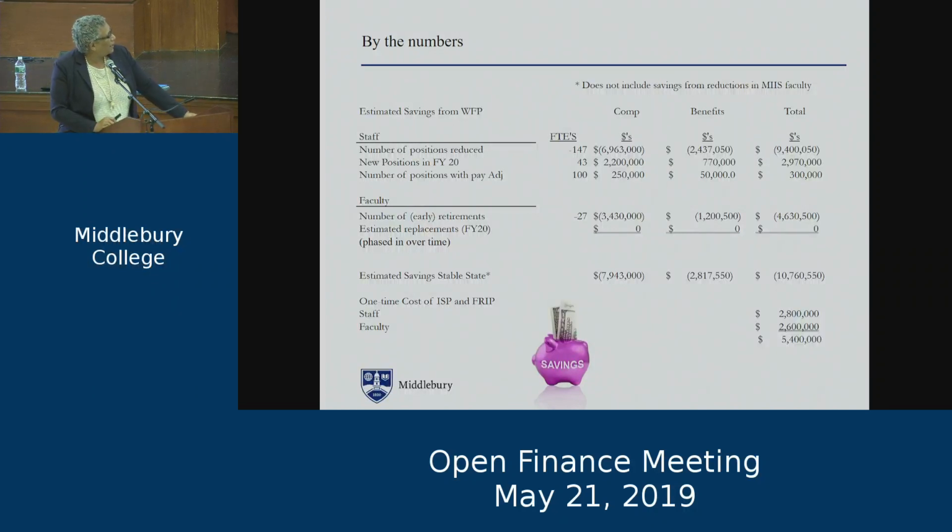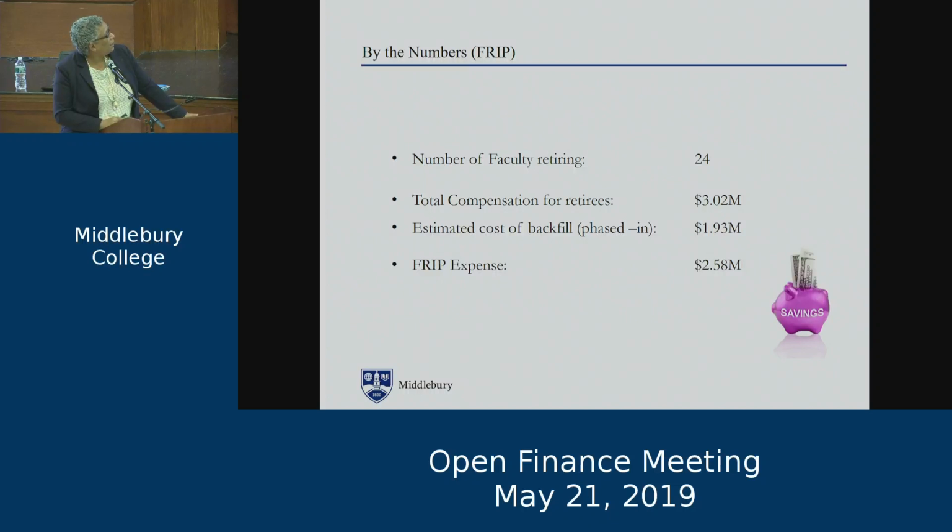So you can see that our estimate of our savings as compared to the 2018 budget is about 10.7 million. We have a one-time cost for both of the incentive programs of about 5.4 million. That will be a one-time expense taken in this budget year, and so will be accounted for that way.